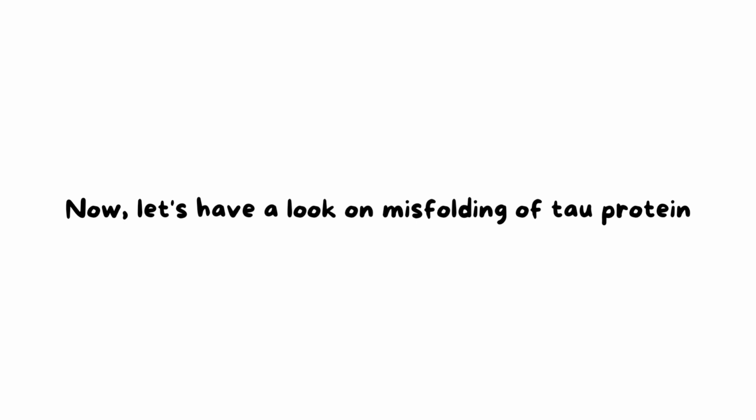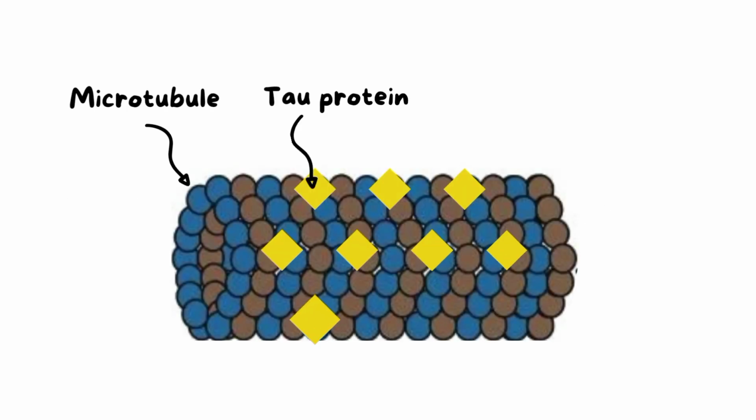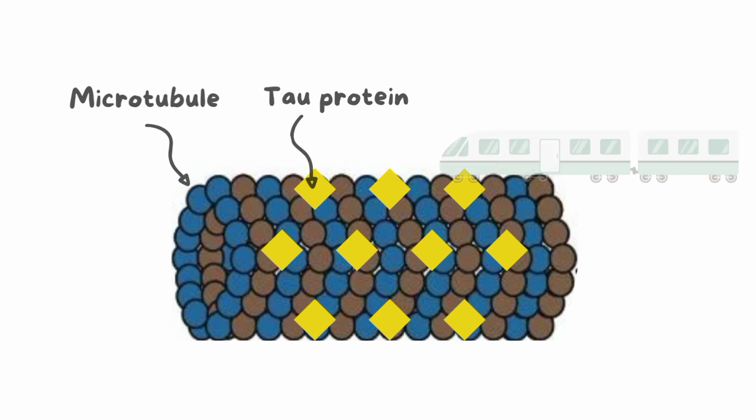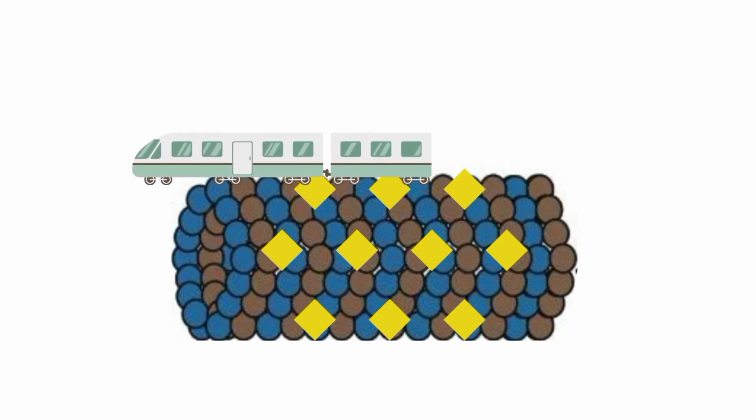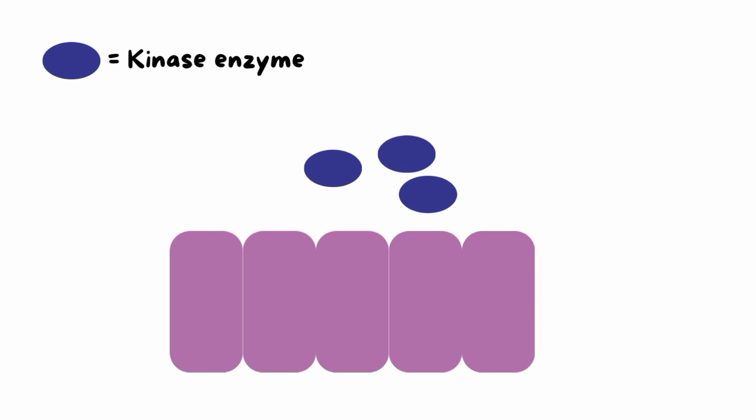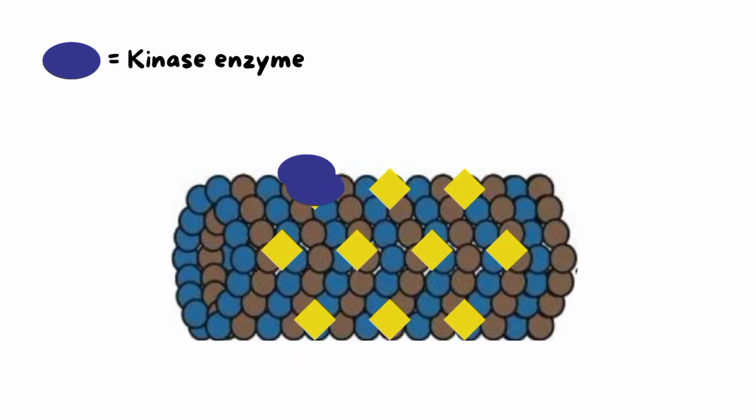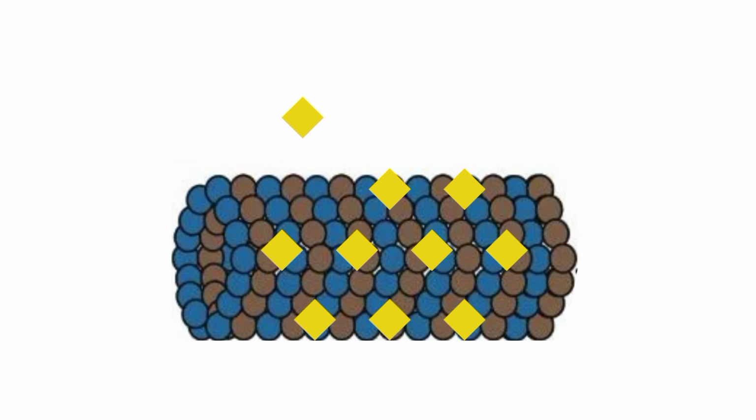Now let's have a look at the misfolding of tau protein. Tau protein acts as a support to the microtubules, so microtubules don't fall apart. Microtubules act as a railway track as they ship nutrients and molecules alongside. Accumulation of amyloid beta segment activates kinase enzyme. The tau protein gets hyperphosphorylated by kinase enzyme and leaves the microtubule.